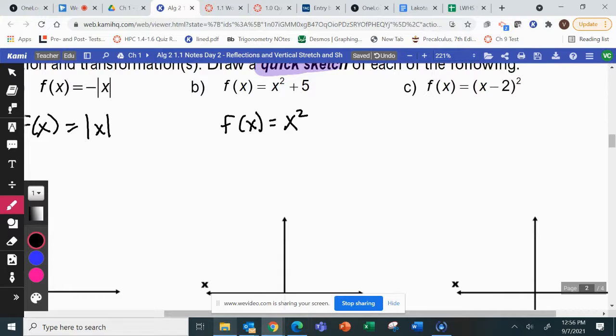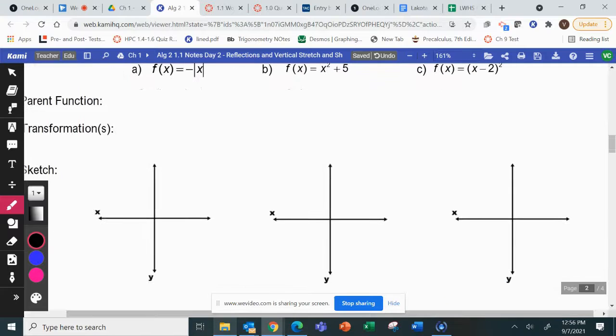These parent functions, we talked about like the first set of notes. And then question C, Grayson, do you know what the parent function is for question C? F of x equals x squared. Yeah, that's right. So you can see question B and question C have the same parent function, but they don't look the same anymore because they have different transformations. So on the graphs, we're going to quickly sketch what each one looks like.